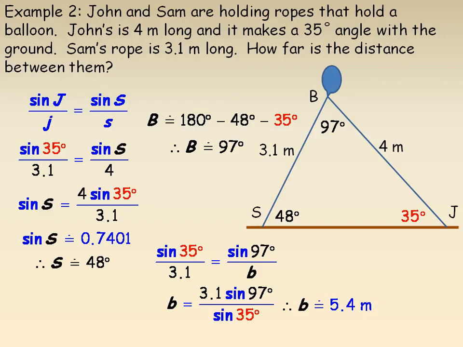Now there's a related example on the next page. All the same information, but what changes is that this side right here, because of its length, could actually make the triangle be drawn differently.